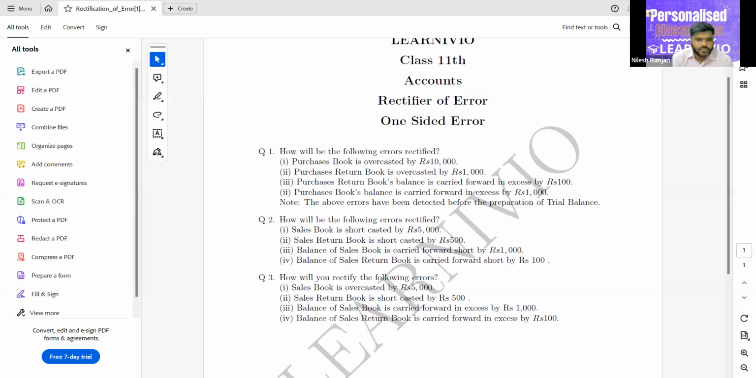Yes. So it is debited in the purchase. Sales book. Third question. Third question number 3, I'm saying. I heard the first question. Sales book is overcasted by 5,000.